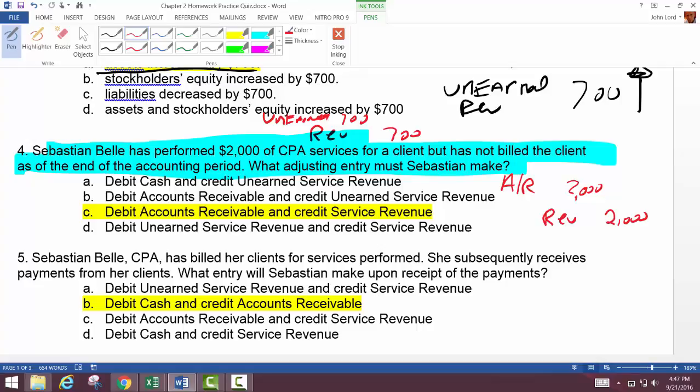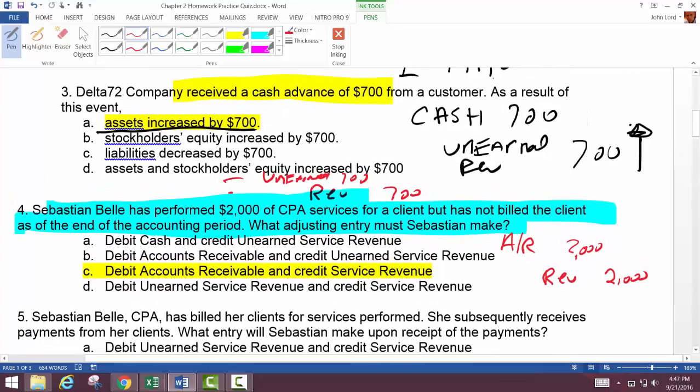So important takeaway: notice that the cash does not drive the recognition of revenue. It's the performance of the service, isn't it? Just like up here, we got the cash in advance. We got the $700 in advance, but that didn't drive the recognition of the revenue. It was when we finally got around to providing the service that we took the revenue. So cash does not drive what we do. It's the activity. Are we providing the service or not? Okay, good.